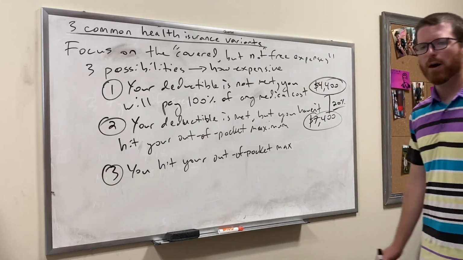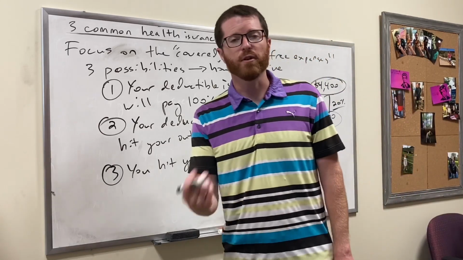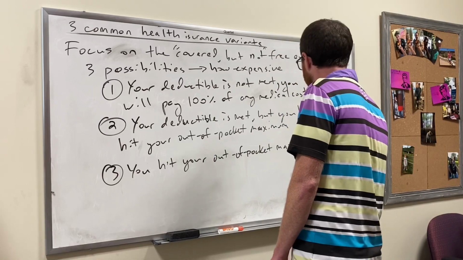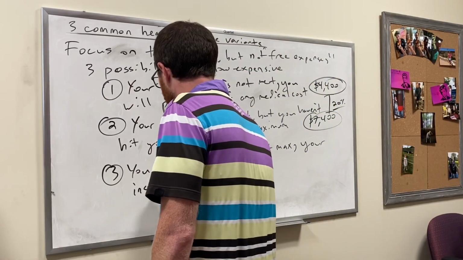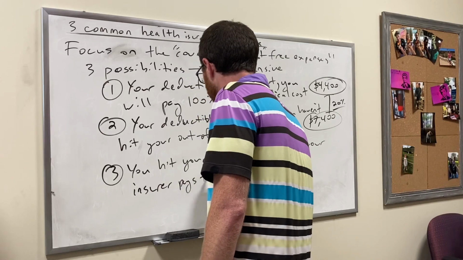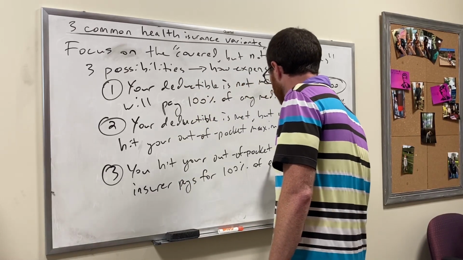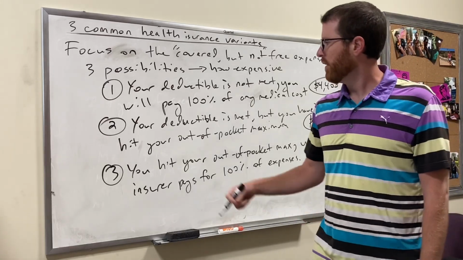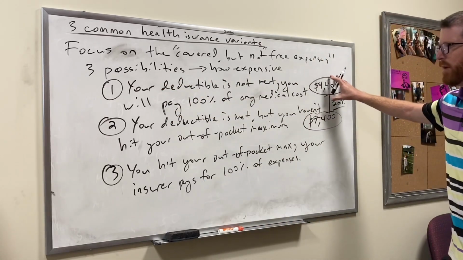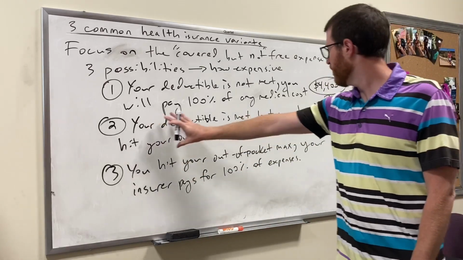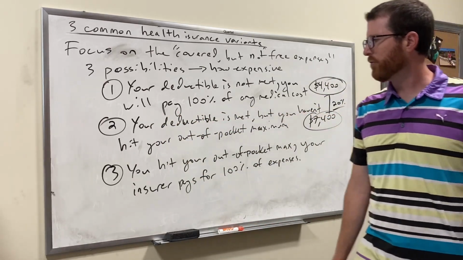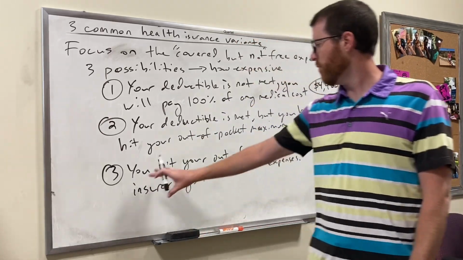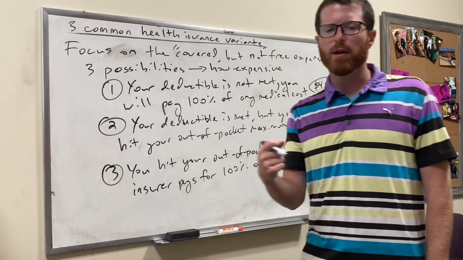And once you've hit your out-of-pocket max, your insurer is going to pay fully for your expenses. All right, so that's the three potential categories of spending. Again, your deductible has not been met, you pay for all of it. Your deductible is met, but you haven't hit your out-of-pocket maximum. That rate is often 20%, so you're going to pay 20% of your expense. And then once you've hit your out-of-pocket maximum, your insurer is going to pay for everything.